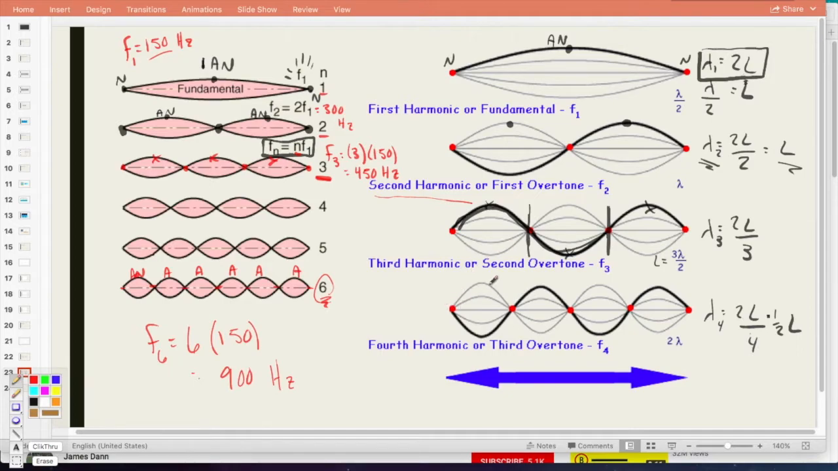In the fourth harmonic, I have 1, 2, 3, 4 antinodes, 5 nodes, and you can see that I have 2 complete waves. Down, up, back, there's a complete wave. Down, up, back, there's a complete wave. So the wavelength, the length of the wave, is very simply half of the length of the string. Or you could say that the length of the string is equal to twice the wavelength.